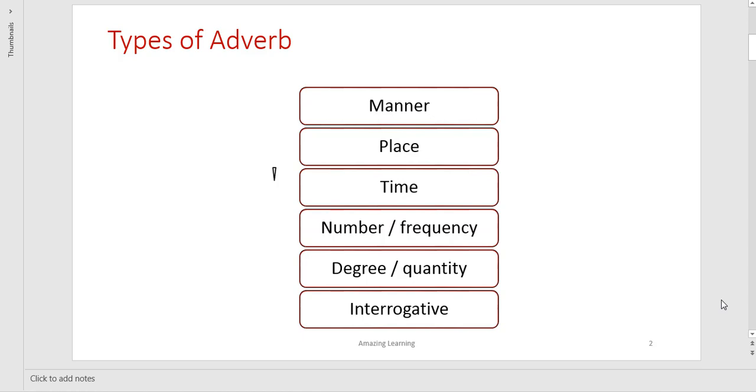So here are some types of adverb. Adverbs are generally of 6 types: adverbs of manner, adverbs of place, adverbs of time, adverbs of number or frequency, adverbs of degree or quantity, and interrogative adverbs. One by one we shall go through each and every part.